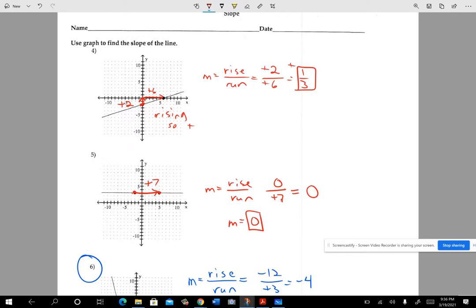Okay, so that's a discussion about the slope of a line. Okay. All right, so let me go ahead and get that posted.